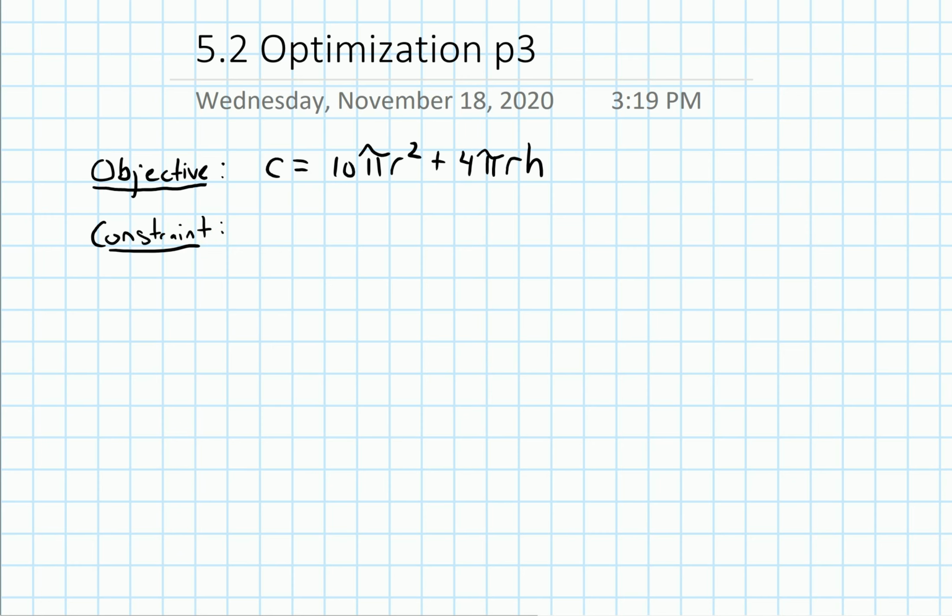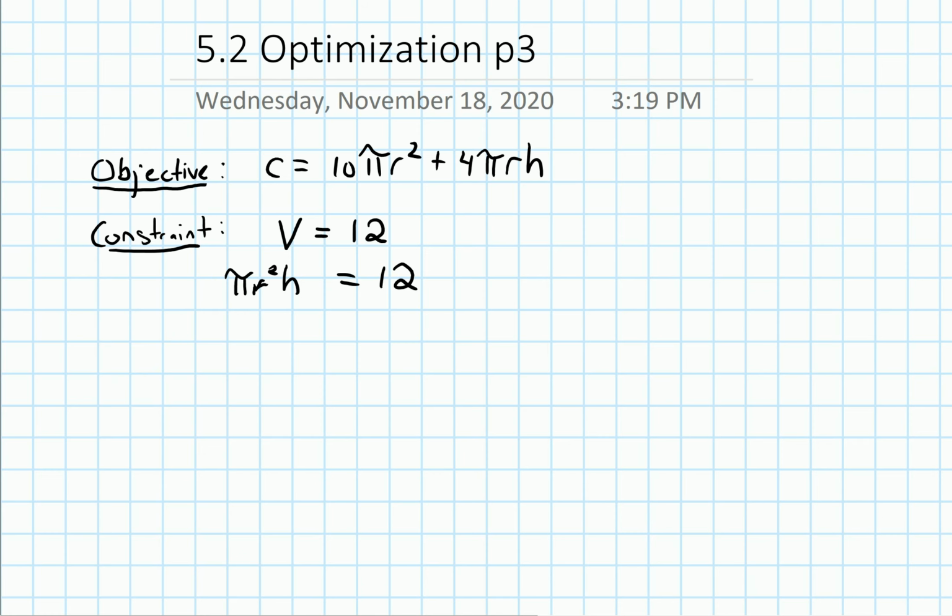So the constraint. The other piece of information that the problem tells me is the volume. The volume is 12, and that's going to be my constraint. The formula for the volume of a cylinder is pi r squared times h, so we have pi r squared times h equals 12. Now I need to solve for one of these variables, either h or r, in this constraint equation, and then plug that into the objective.